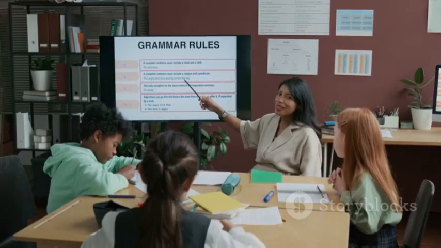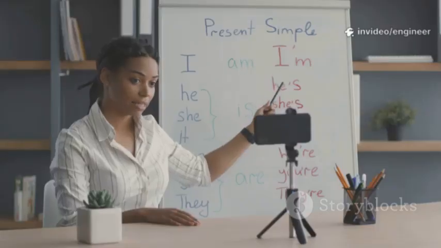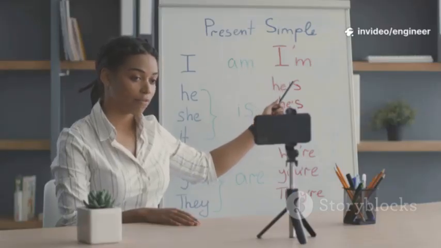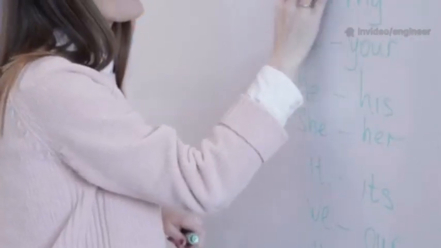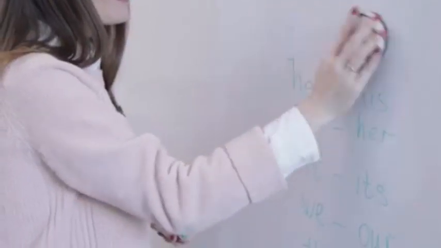Now, let's talk about showing that something belongs to someone. For this, we use possessive adjectives. These words come before a noun and tell us who the owner is. The possessive adjectives in English are my, your, his, her, its, our, and their. Each one connects to a specific subject.